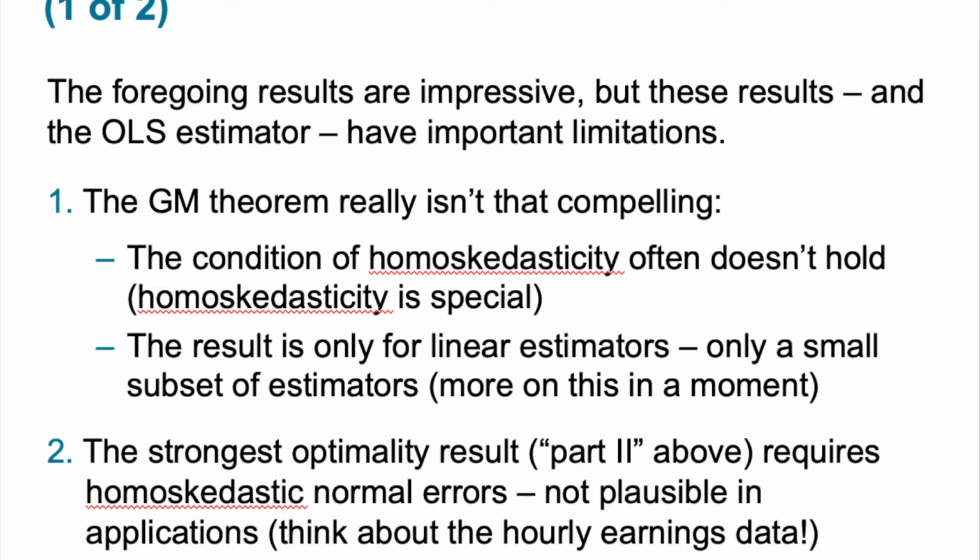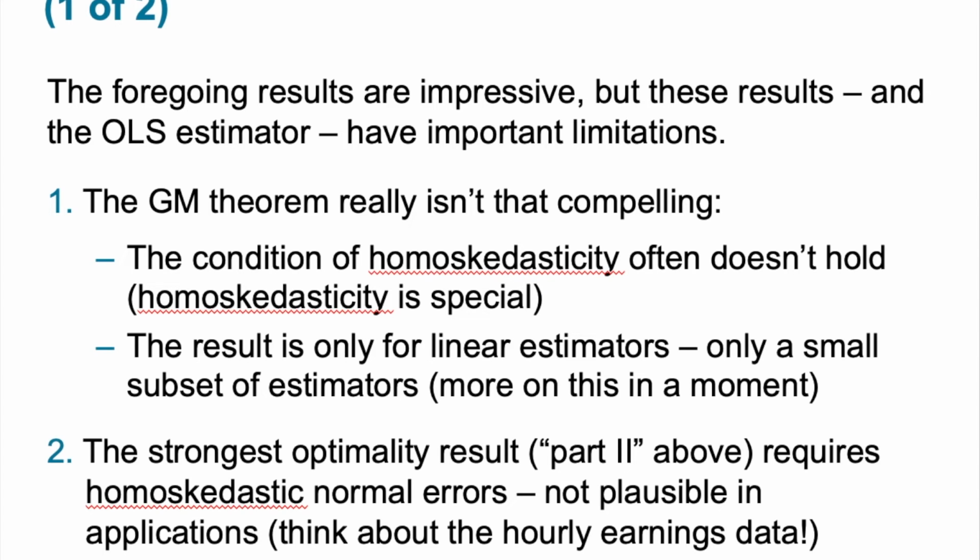There are important limitations. The Gauss-Markov theorem is not that compelling, because the condition of homoscedasticity often does not hold. Homoscedasticity is a very special case of heteroscedasticity. Heteroscedasticity is typically what we're going to find in economic data. And the result is only for linear estimators, which is a small subset of estimators. We will work with nonlinear estimators later in the semester.